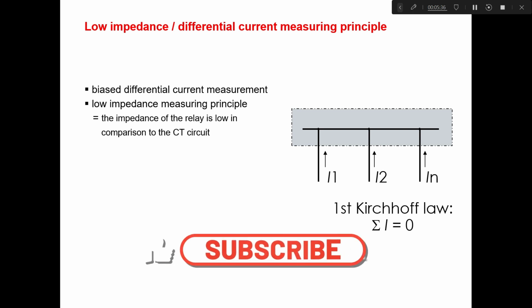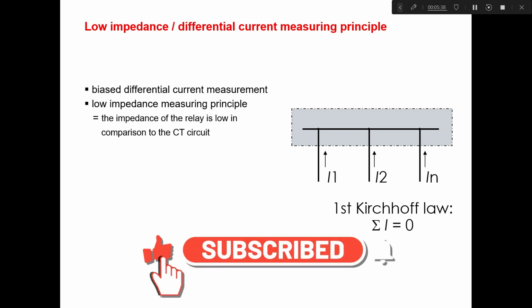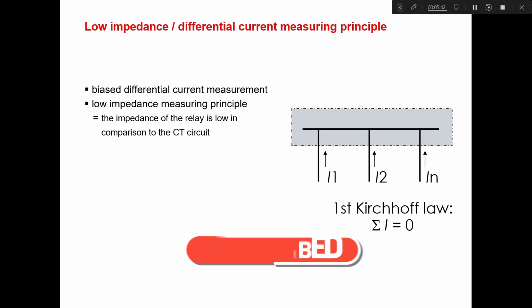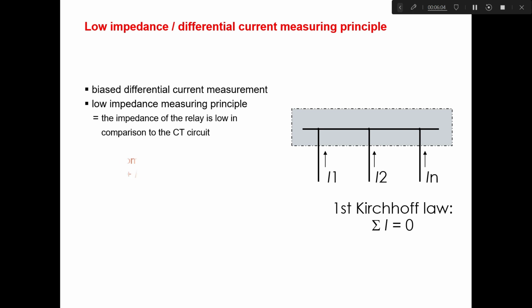If you can recall from the high impedance theory, in case of high impedance, a high resistance value called stabilization resistance is connected in series with the relay coil to take care of the CT saturation during through fault conditions. So now in case of low impedance, since no such high resistance is used in the relay coil, the impedance of the relay is low. That's why it is called low impedance principle.